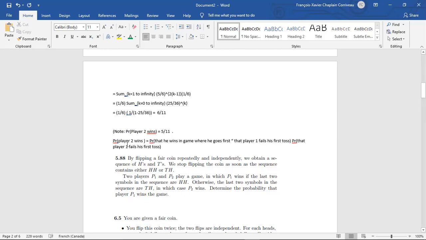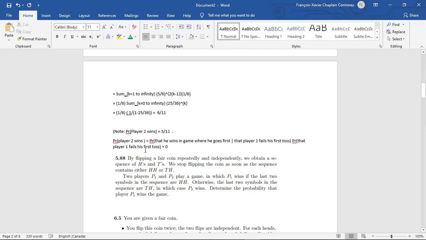So the idea here is, another way to get the probability that player 2 wins is to think that the probability that player 2 wins is equal to the probability that he wins in the game where he went first, given that player 1 fails on his first toss, times the probability that player 1 fails on his first toss. I'm implicitly using the law of total probability. So here I'm adding a 0. What is the part that I'm missing?